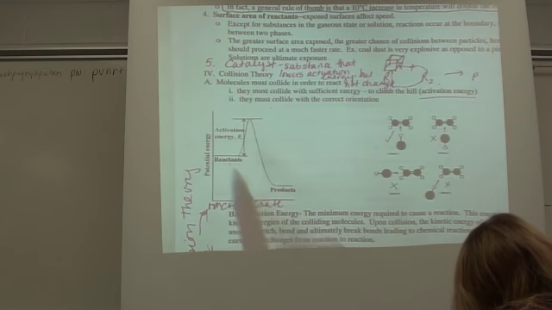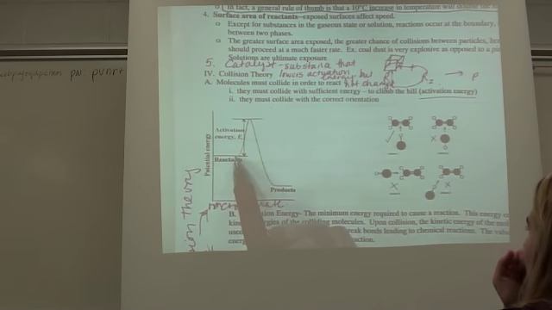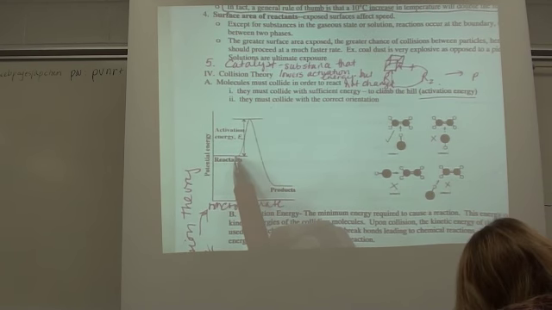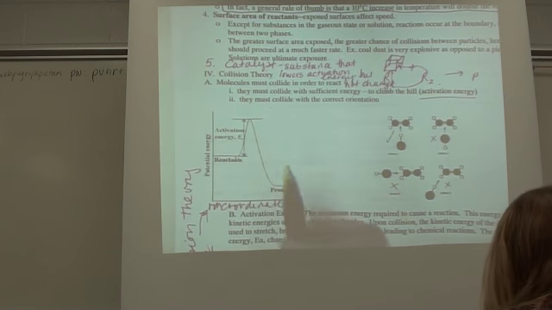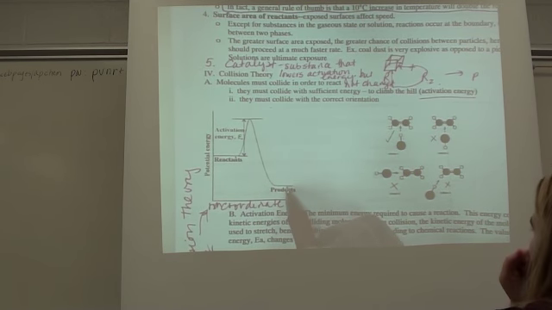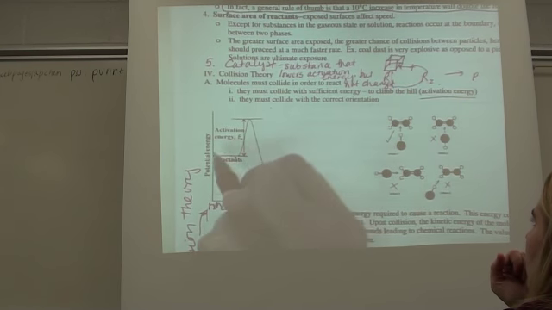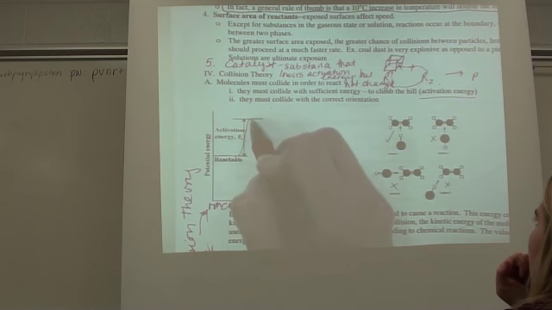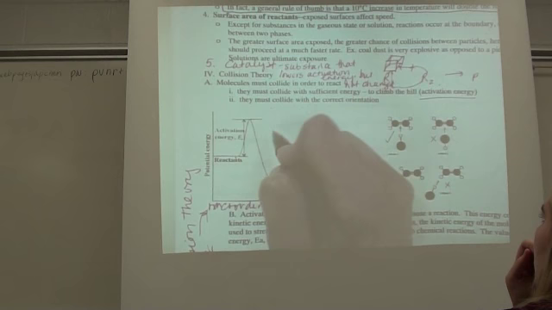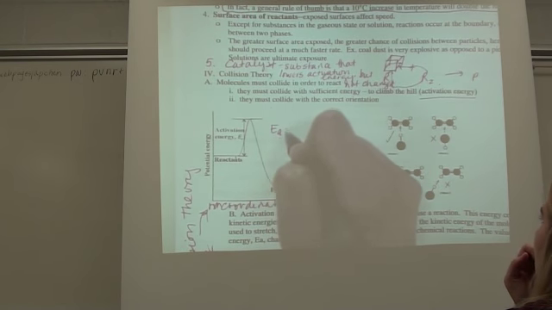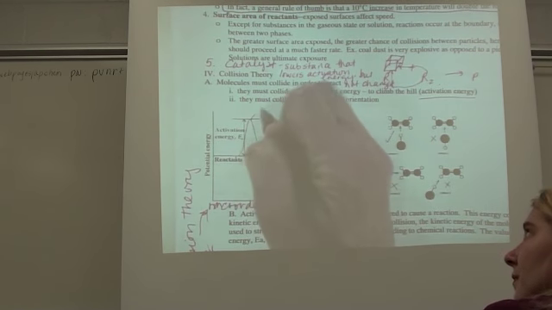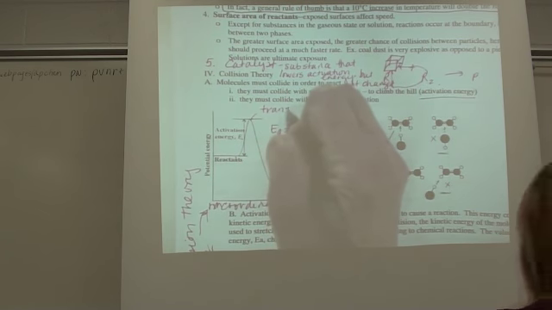All right, so the reactants possess a certain amount of energy due to the bonds within them, and the products will have a certain amount of energy due to the bonds between them. In order to go from the reactants to the product, you must have the minimum energy needed to react. That is activation energy.